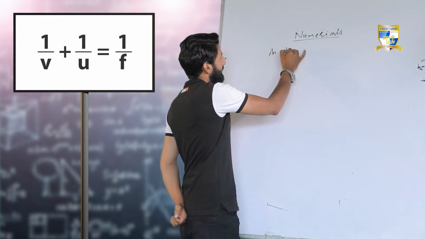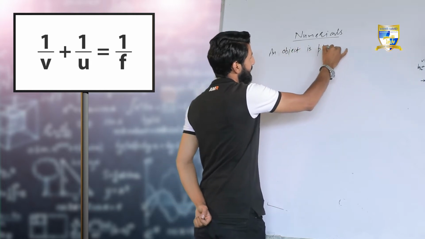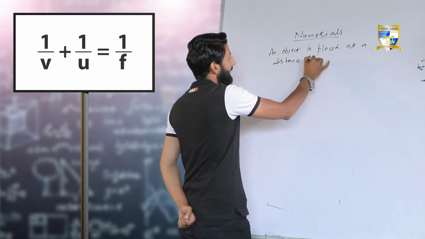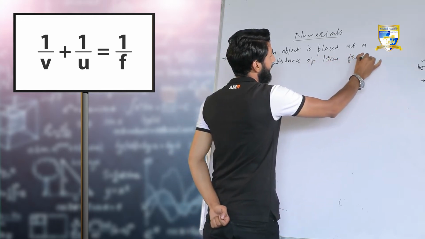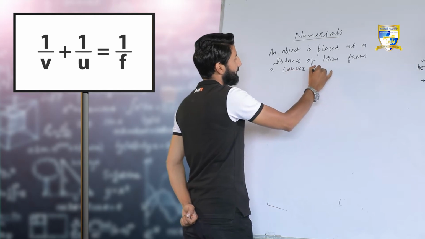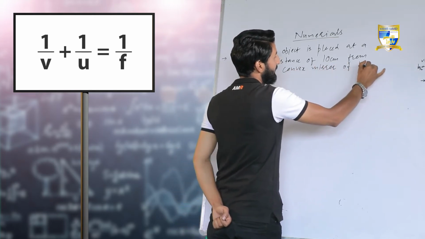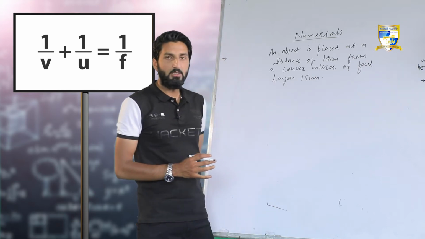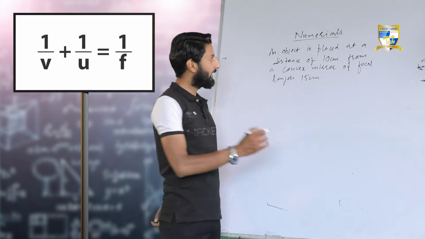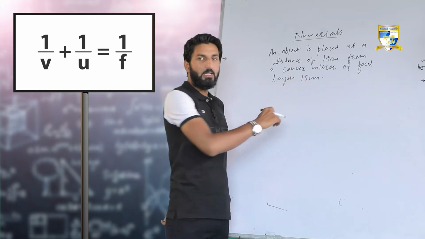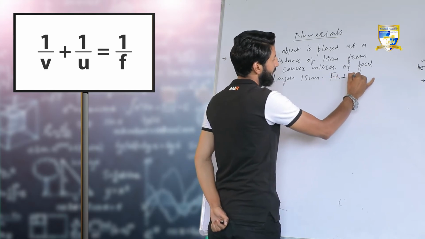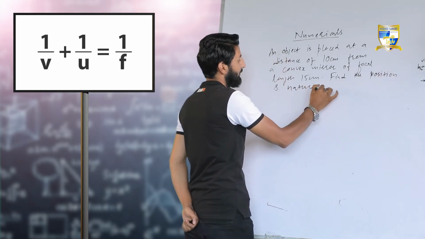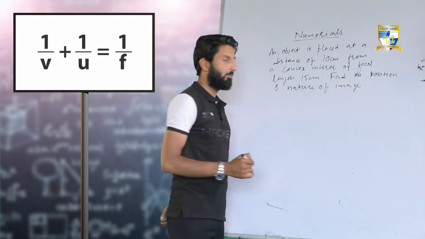An object is placed at a distance of 10 centimeter from a convex mirror of focal length 15 centimeter. Find the position and nature of image.